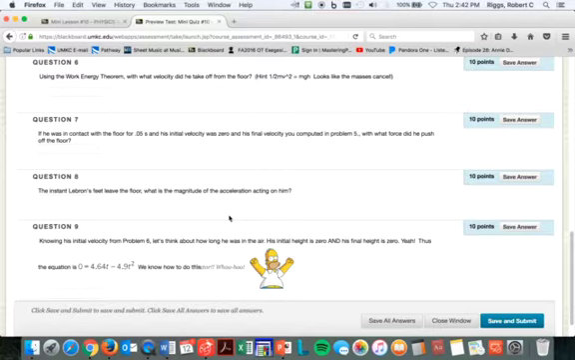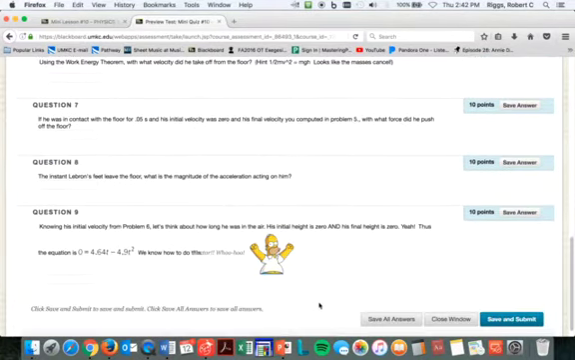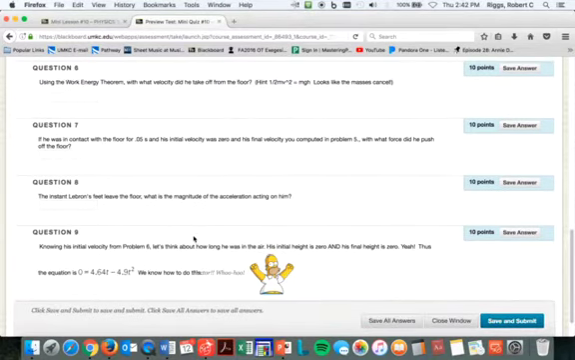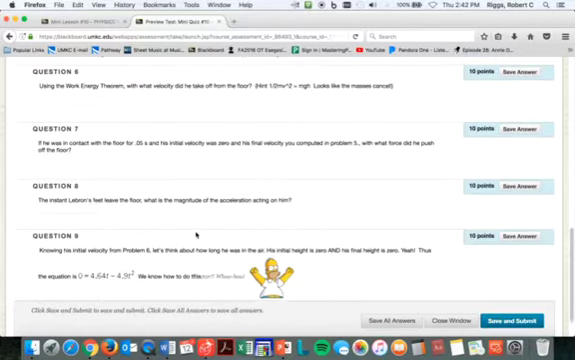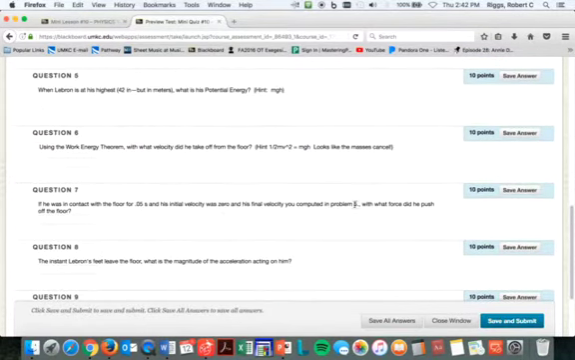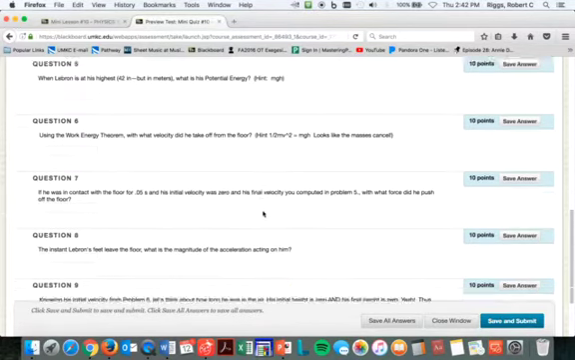All right, and then last but not least, knowing his initial velocity from problem 6, yeah, from problem 6. I kind of screwed this up. So this one would be from problem 6 too on 7.